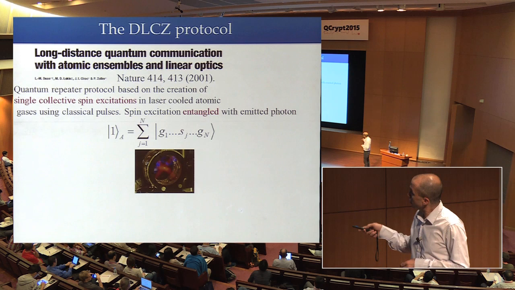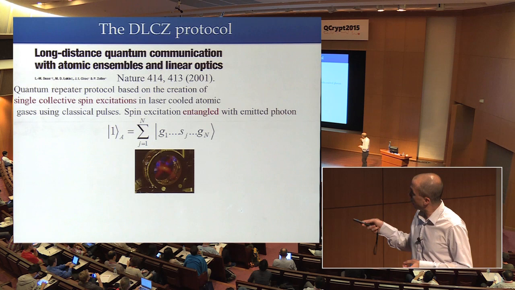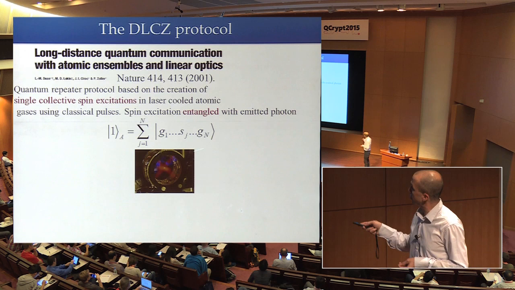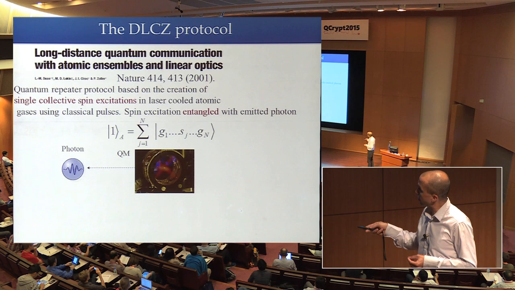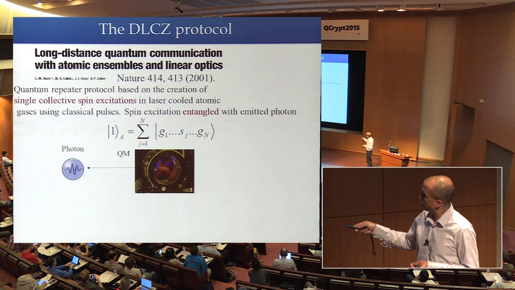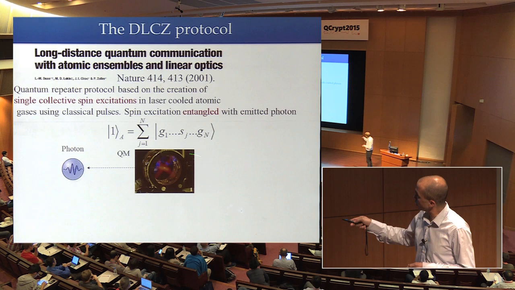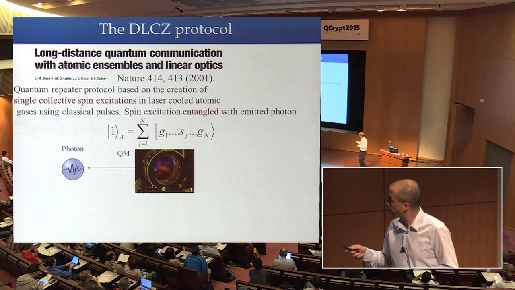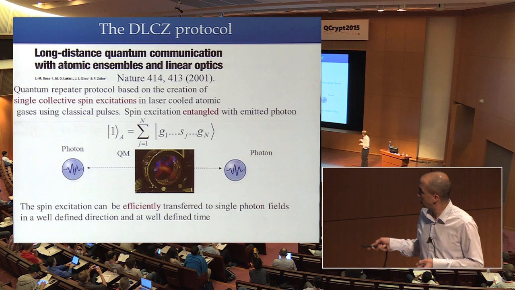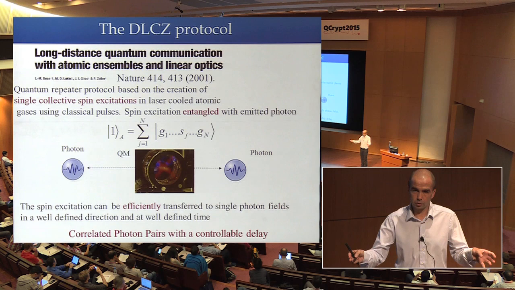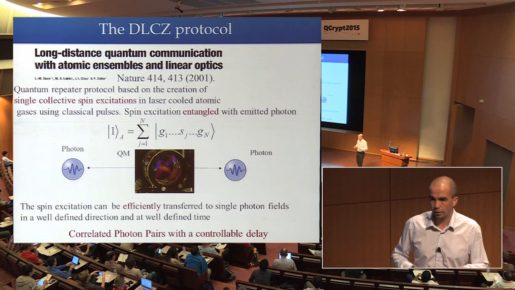The idea here is that we use atomic ensembles, atomic gases, as quantum memory, and it is based on the creation of single collective spin excitations in the laser-cooled gas using classical pulses. So now you excite your atomic ensemble with a laser pulse. It will emit a photon, and this photon will be non-classically correlated, or entangled, with a spin excitation that you define like this, where S is another spin state in the ensemble. Then you can read out this spin excitation very efficiently onto another photon. So what you have here is a correlated photon pair source with an embedded memory. You can choose when you want to re-emit the second photon. And this will be the building block of the DLCZ quantum repeater.